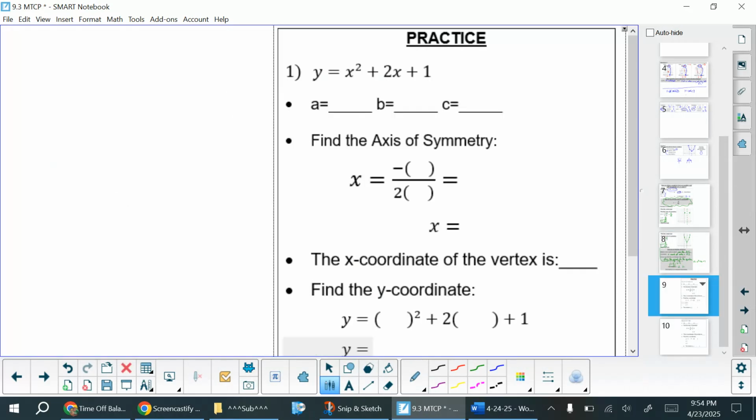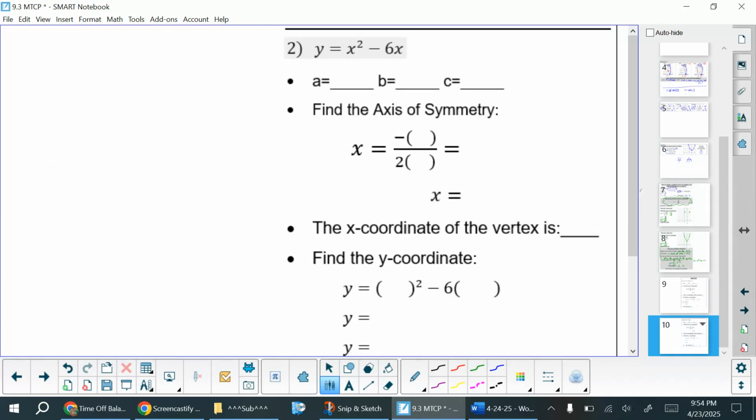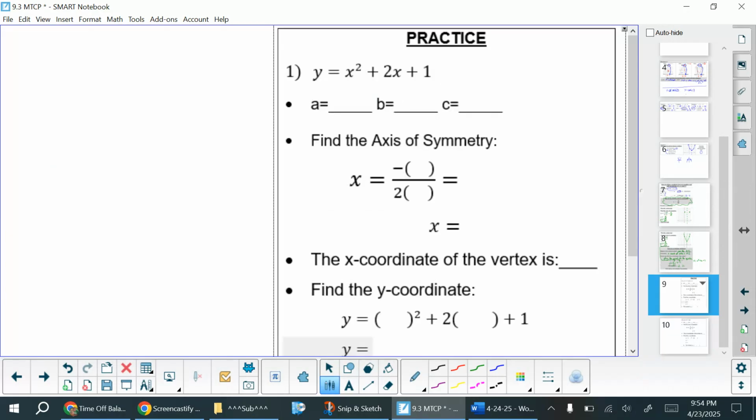So we've got 2 examples here. We're going to do this next one here together. And then what I'm going to have you do is try number 2 on your own and see if you can figure that one out. We'll go over it at the end, but we're going to try it on your own for real. Give it your best shot. So number 1, A, B, and C. 1, hidden 1 there. 2 for B, 1 for C.